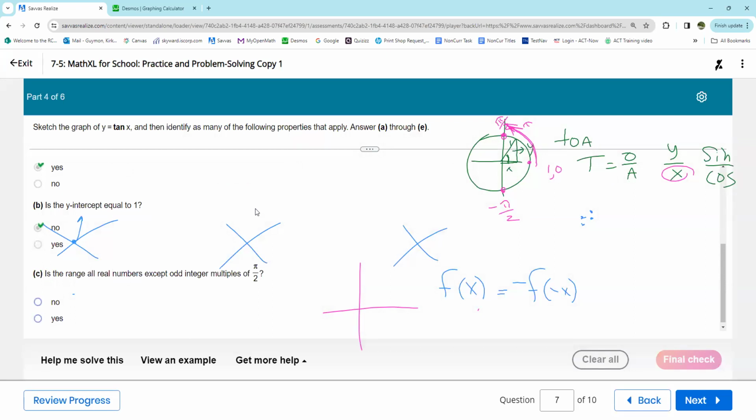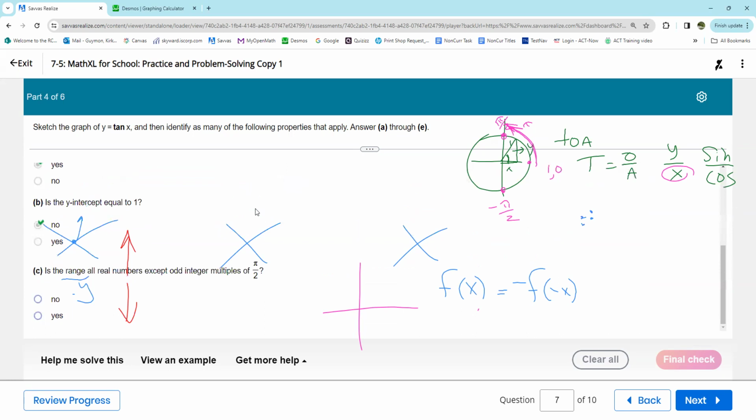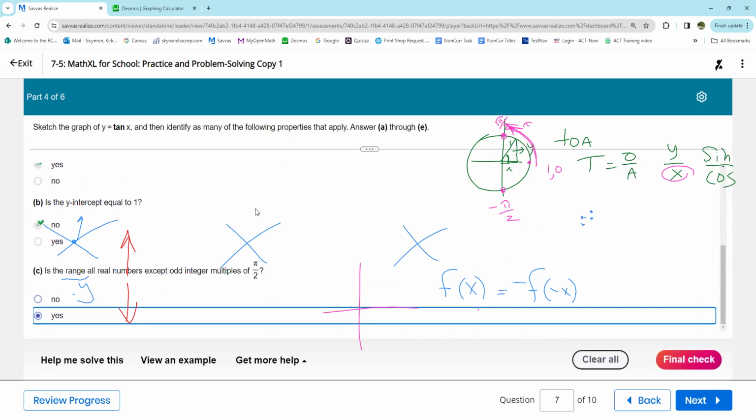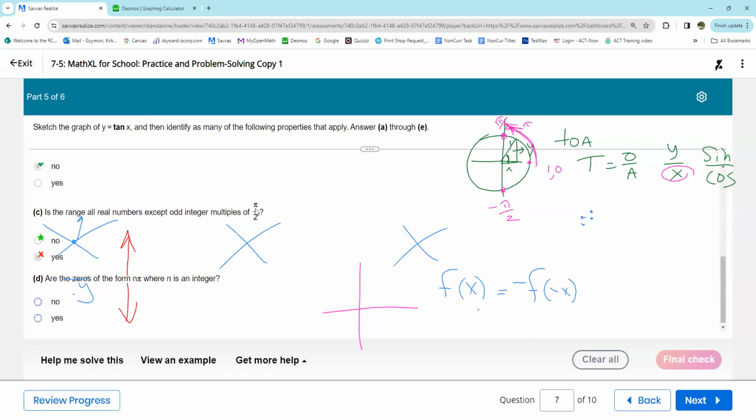What about, is the range all real numbers? So range, the y's. Does it go down forever and up forever? You bet they did. Right up there on those graphs, they went down forever and up forever. So yep, it sure is. All right. Moving on. Is the range all real numbers? Range, the y's. What did I just... is the range all real? Oh, except. I didn't read the except.